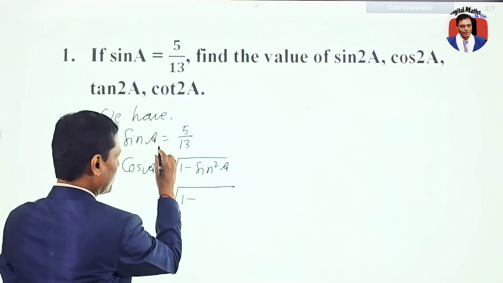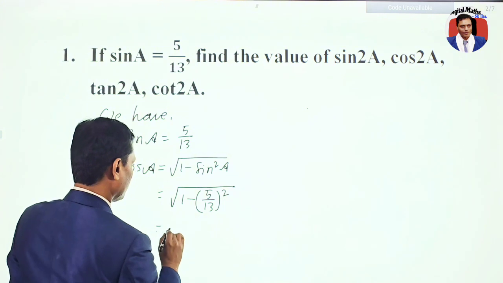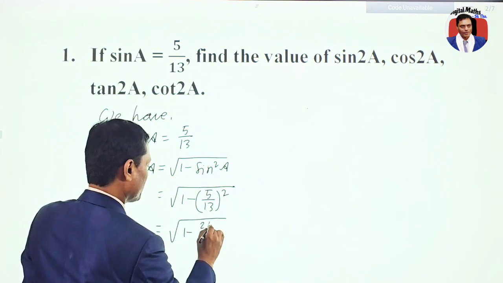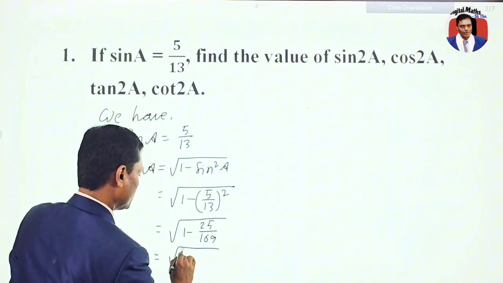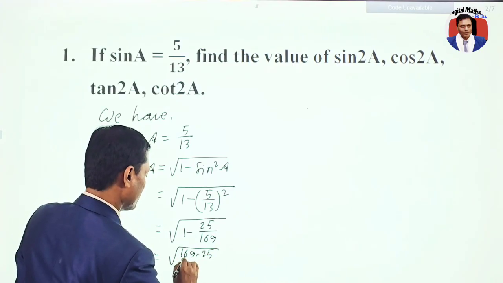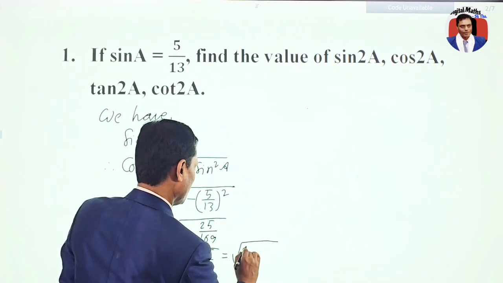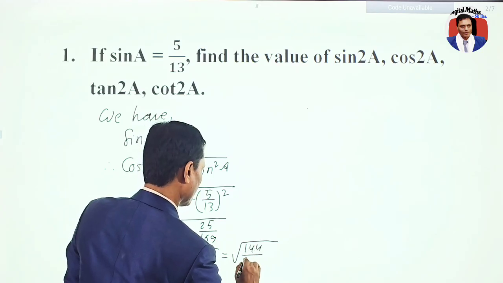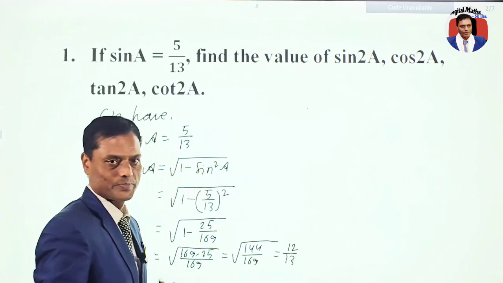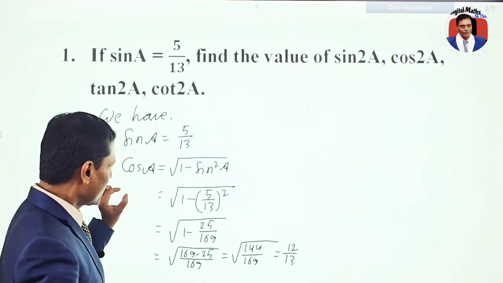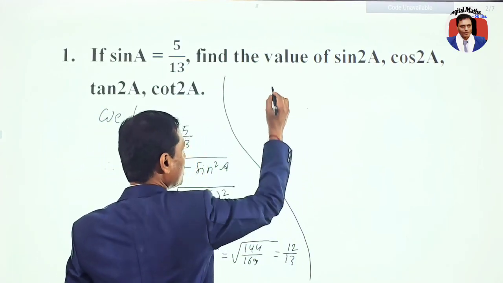And 1 minus the value of sin A, we have 5 over 13, its whole square. That is 1 minus 25 by 169. That gives us 169 minus 25 over 169, and that is under root 144 over 169. And that is 12 by 13. So now we have the values of sin A as well as cos A. Then we can easily find out the value of sin 2A.